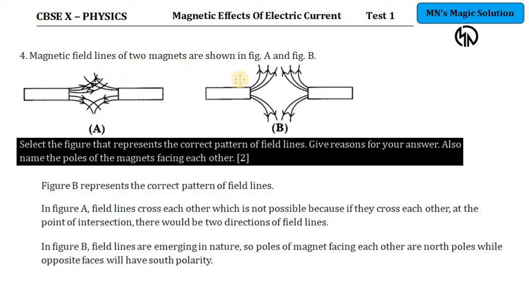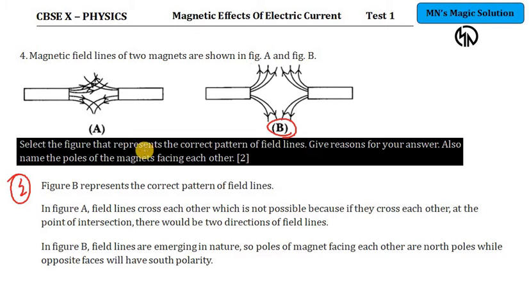Magnetic field lines of two magnets are shown in figure A and B. Select the figure that represents the correct pattern of field lines. See, here everything intersects, and here they do not intersect. So obviously B is the correct pattern. The question carries 2 marks. For identifying that it is B, it is half a mark.